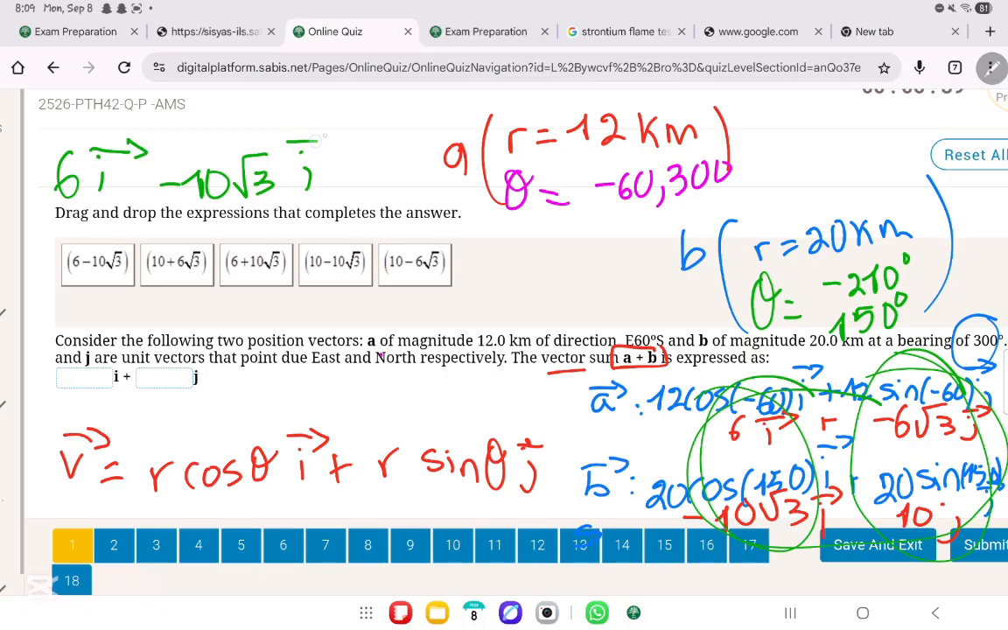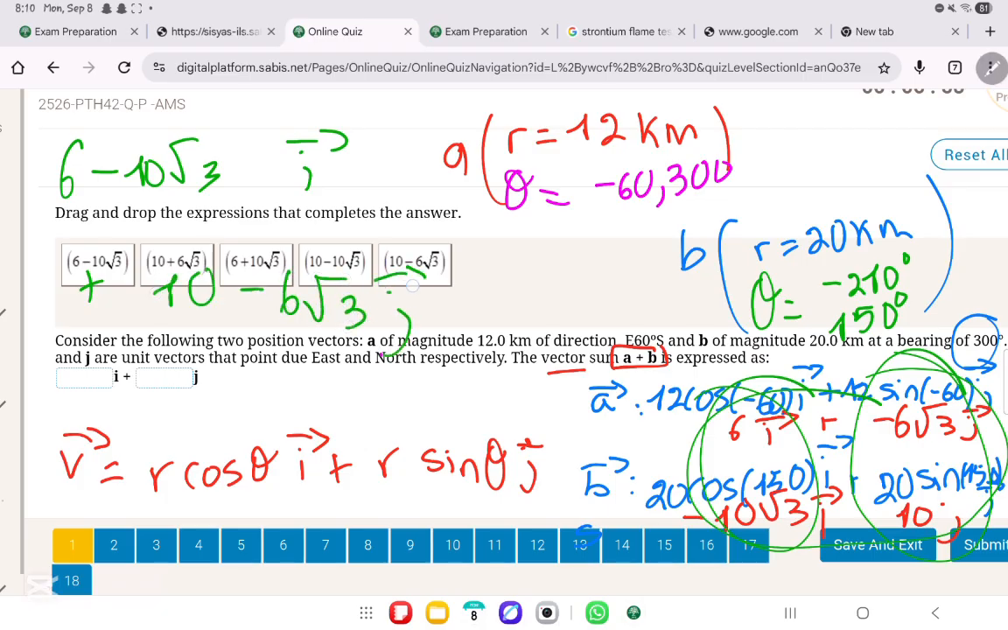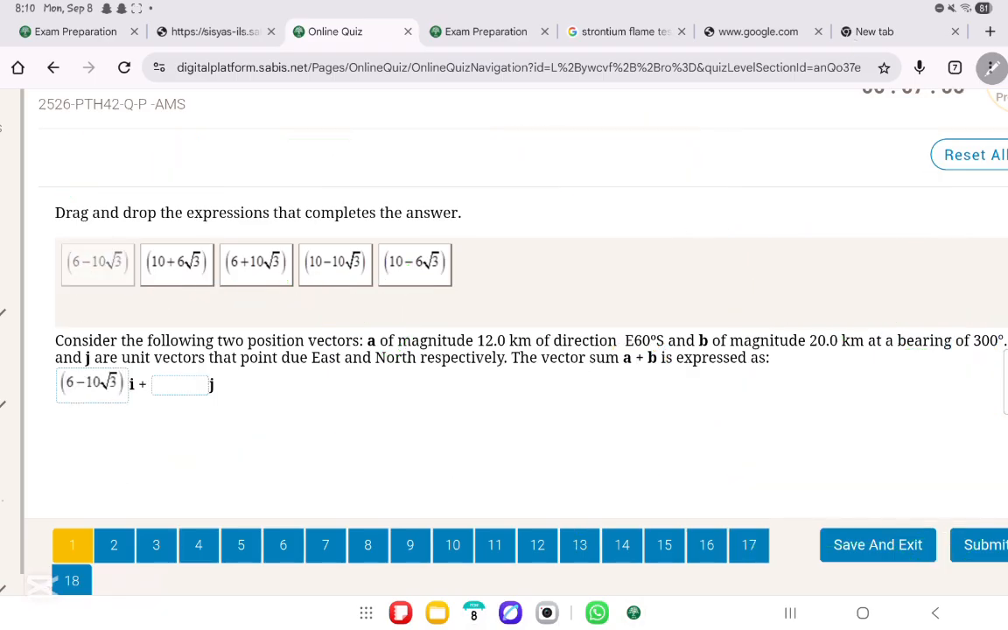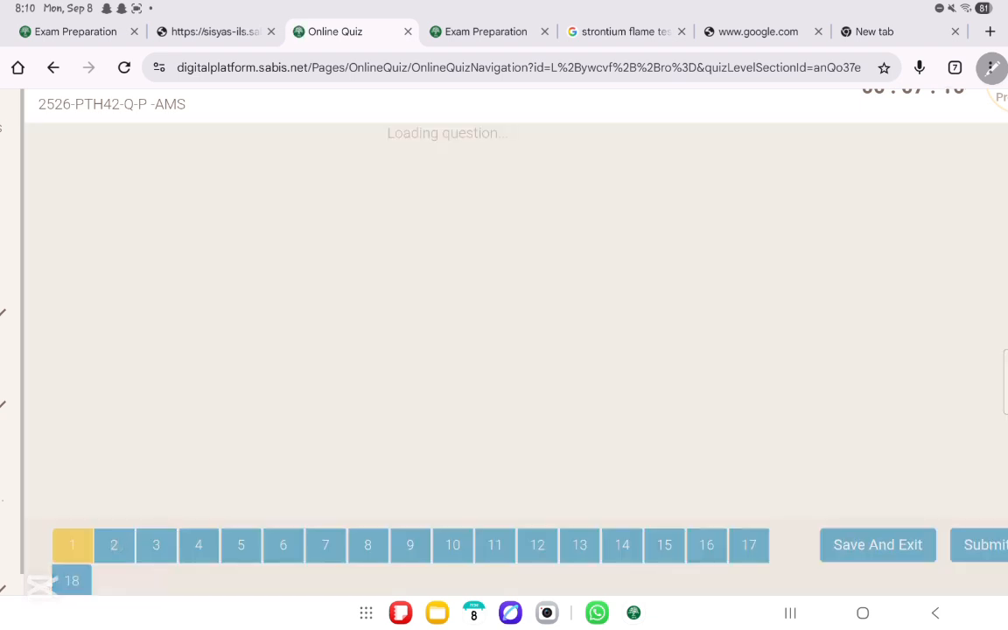You can remove the i directly, okay? And you can write it as 6 minus 10 radical 3 i plus minus 6 radical 3 j plus 10 j. So you can change it into 10 minus 6 radical 3 j. So what are the final answers? The final answers are very simply 6 minus 10 radical 3 i and 10 minus 6 radical 3 j.